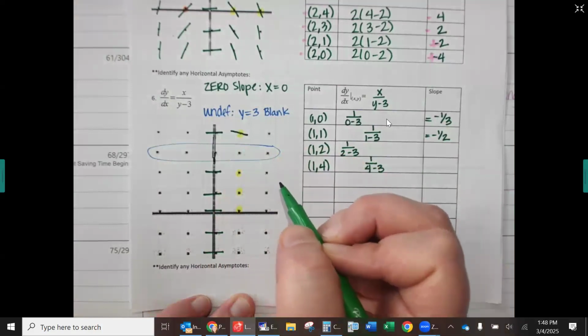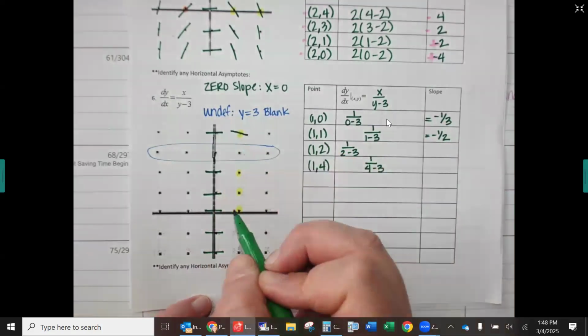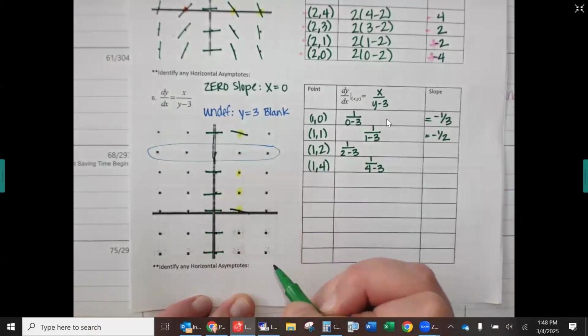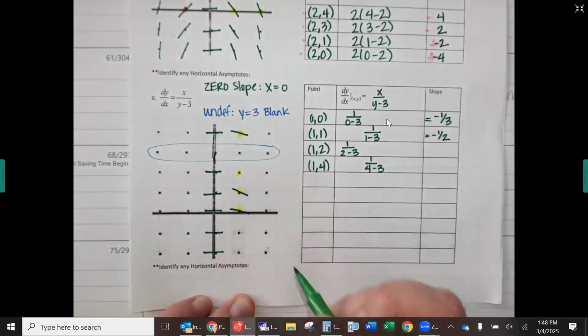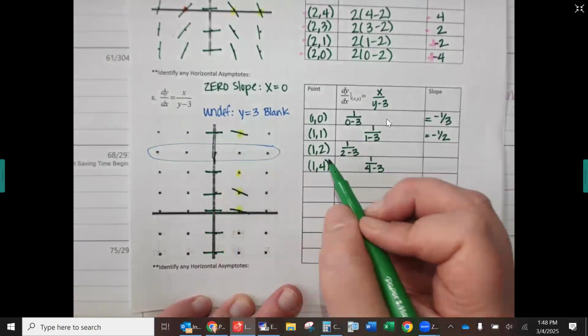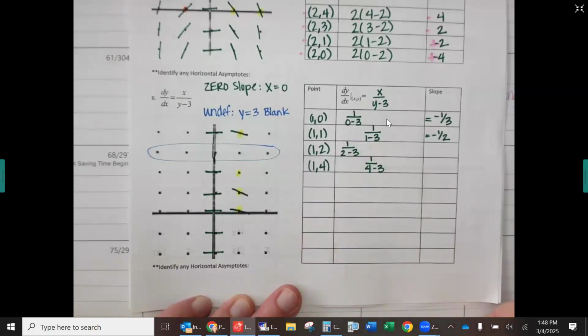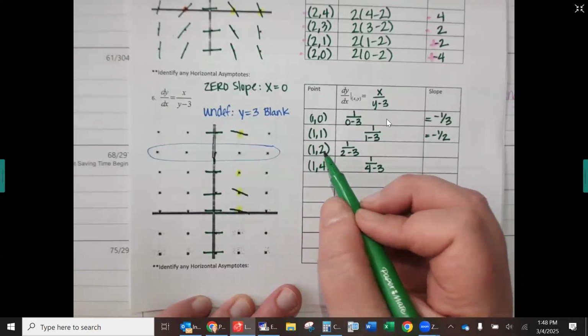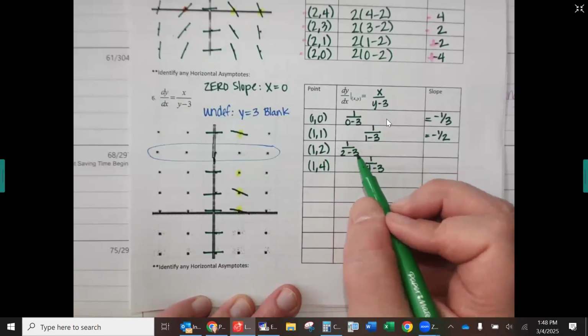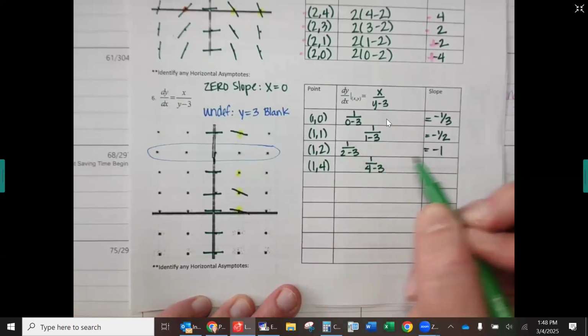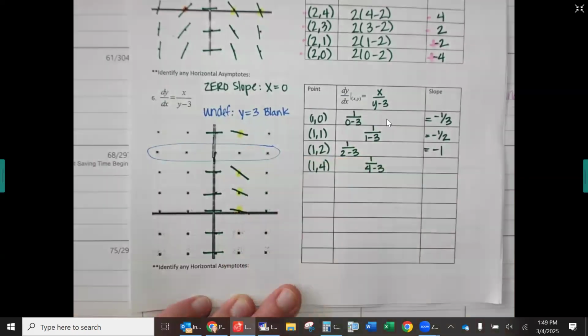Oh crap, I drew that in the wrong spot. 1, 0 should be here. Really flat. Okay, then not quite as flat. What would 1, 2 be? What would this come out to be? -1. So that should be a perfect downhill diagonal.